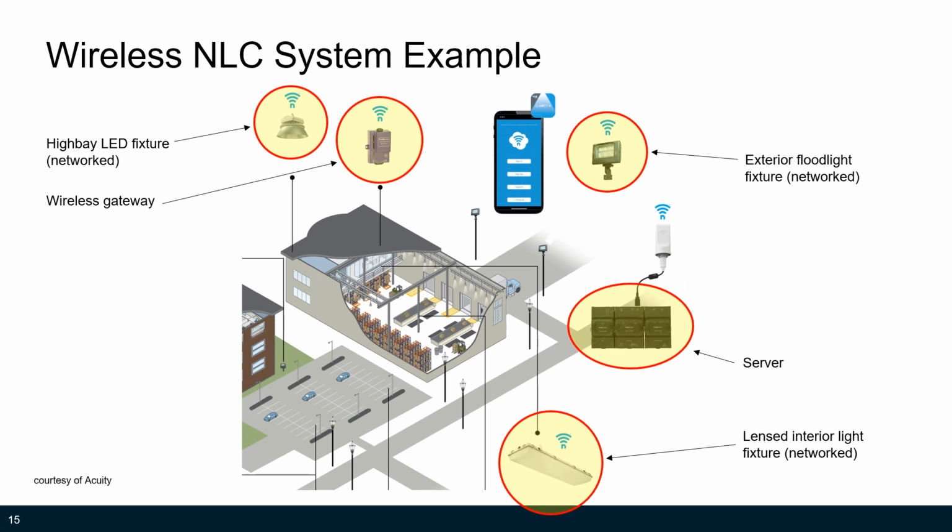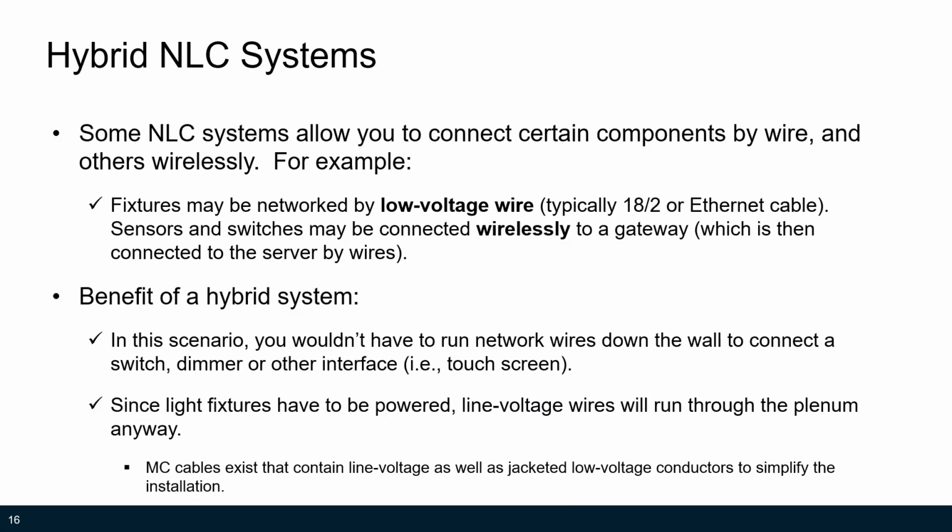Finally, there has to be some way to talk to the system to commission it. And in this case, it uses a mobile app that communicates with the server for commissioning and operation and so forth. There may be situations where you might want to use a hybrid, where certain components are connected to the system with wires, others connected wirelessly.